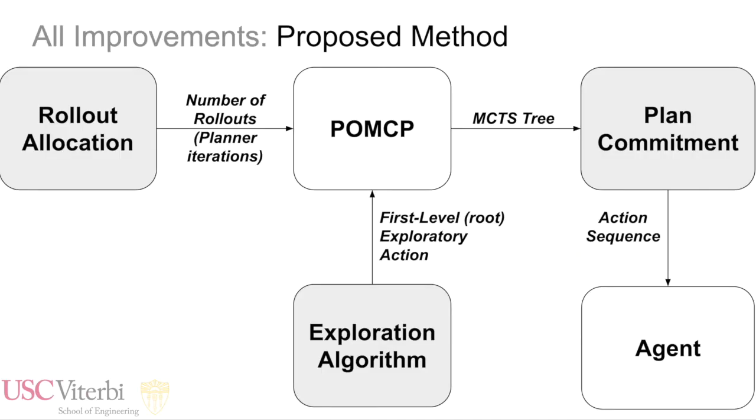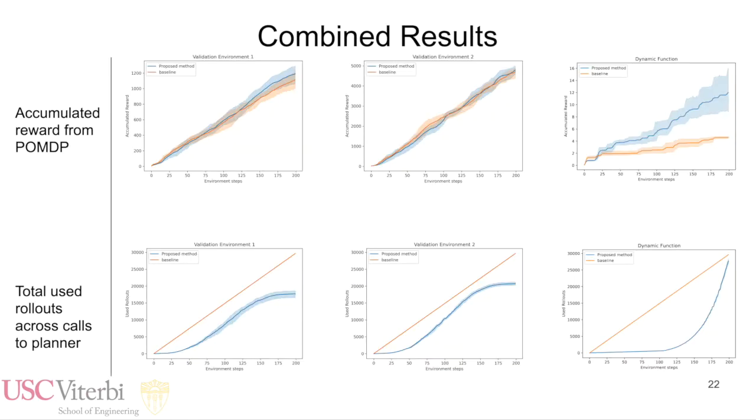Finally, we merge all our improvements to create our complete method. Here we see the results of our proposed method against the baseline POMCP on our validation environments from real data and also on the dynamic function environment. We see that our method gets similar reward with much fewer rollouts, and on our custom dynamic function environment, our rewards are significantly higher with fewer rollouts.